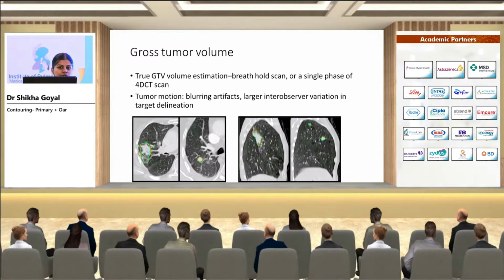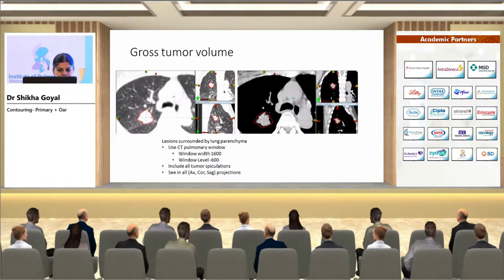So for gross tumor volume, we know that the lung tumors are mobile tumors. So the true GTV estimation can be done only when the lesion is relatively stable, as in a breath hold scan, or if it's a 4DCT, a single phase of 4DCT. So that gives the true estimate of the volume of the lesion, because motion will create blurring artifacts and there will be larger inter-observer variation if we do not account for single phase treatments.